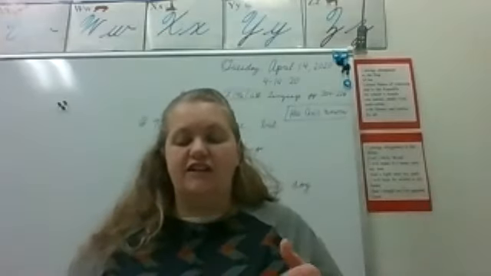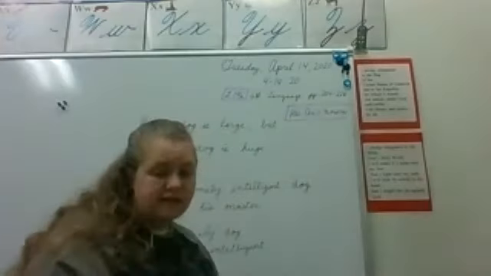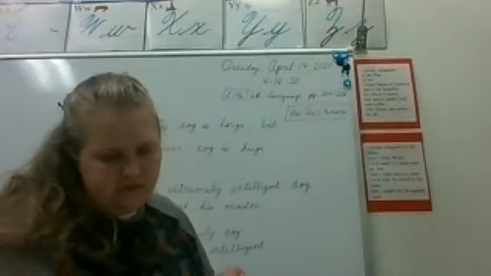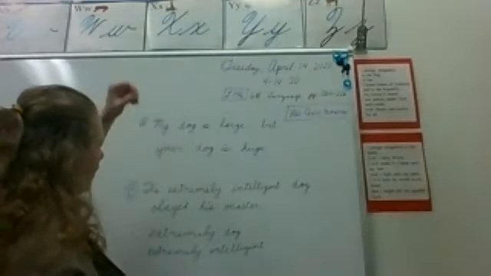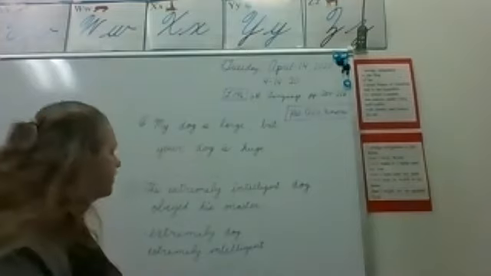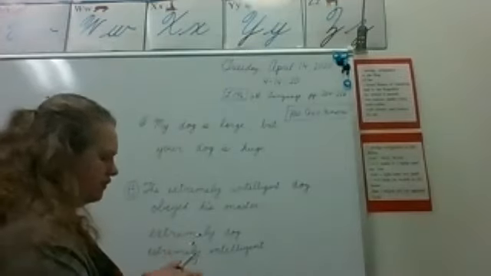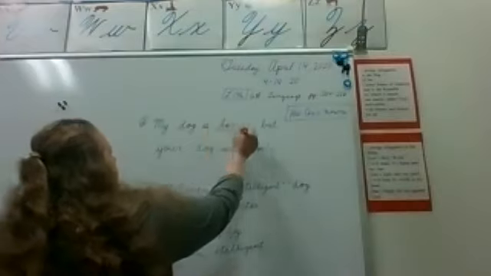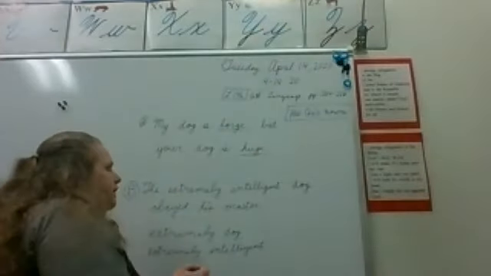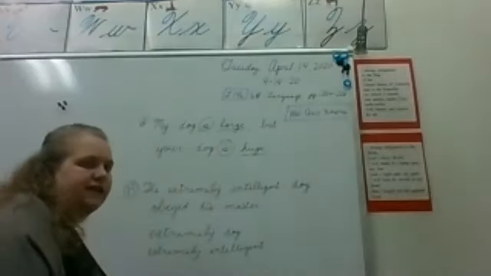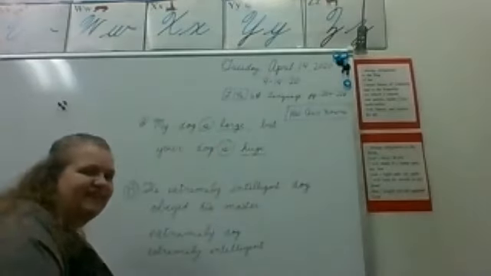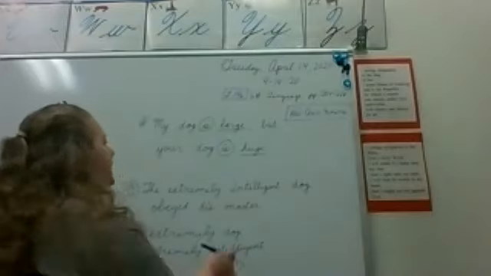All right, distinguishing adjectives from adverbs, that's what we're going to be looking at next. And the sentence, let's see, I've got a sentence up here on the board. My dog is large, but your dog is huge, okay? So these words, large and huge, okay, they come after is. And what is? It's a linking verb, right? Okay.